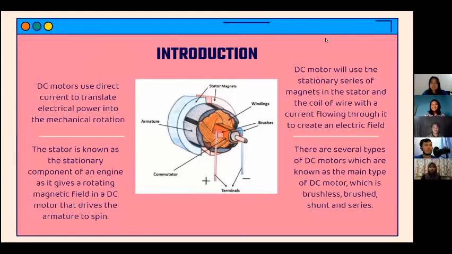DC motor will use the stationary series of magnets in the stator and the coil of wire with a current flowing through it to create an electric field. DC motor has two main components as its core, which are stator and armature. There are several types of DC motor, which are the main types: brushless, brush, shunt, and series.